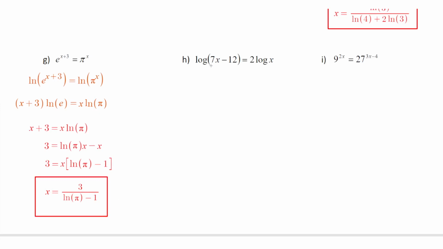All right, letter H. We've got a log on both sides, but we've got that pesky coefficient of a 2 in front of the log x on the right-hand side. So I'm going to rewrite this so that that's an exponent.